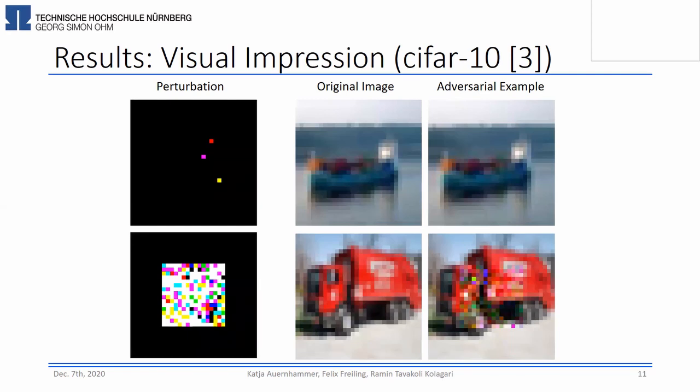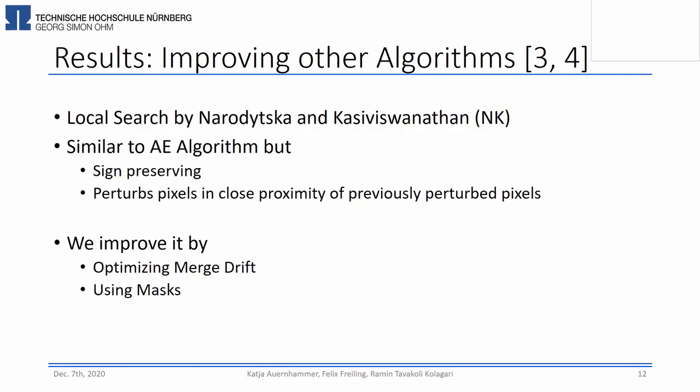The bottom image has a few more pixels perturbed. And yet we think a human who is not familiar with the concept of adversarial examples might discard those perturbations. To see if our improvements also have an effect on other adversarial example algorithms, we picked the local search adversarial example algorithm by Narodytska and Kasiviswanathan, which we refer to as NK in the following.